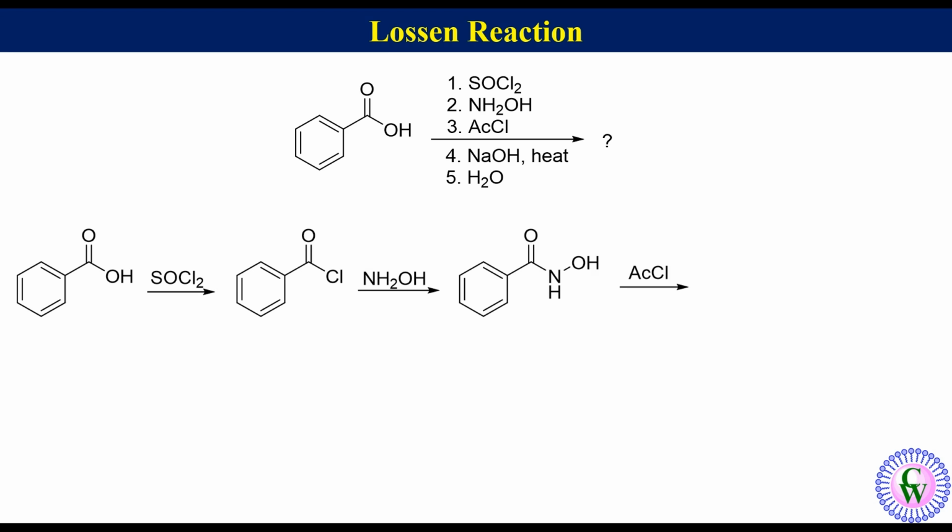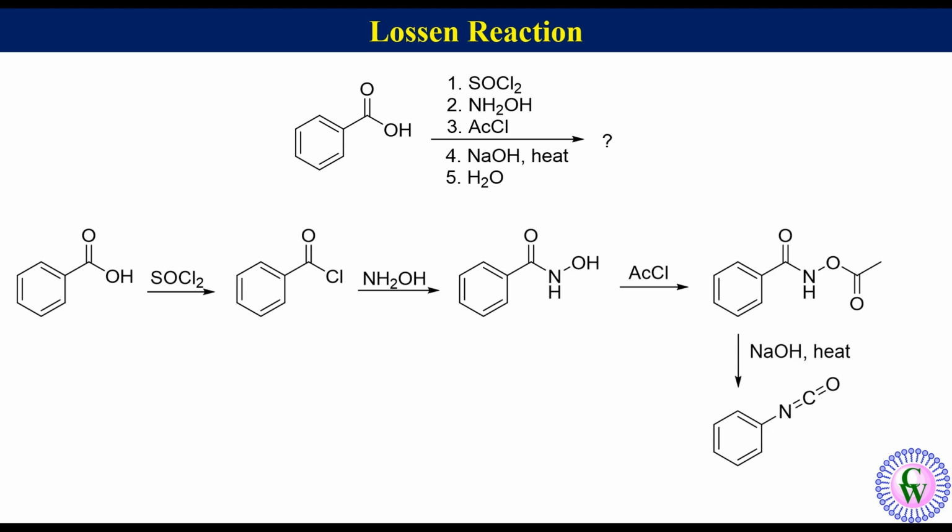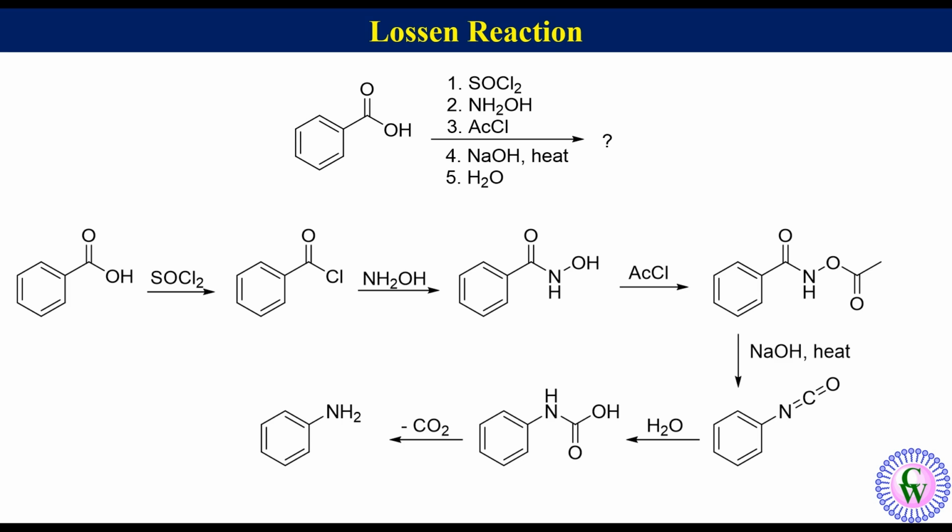Acylation of hydroxamic acid with acetyl chloride gives O-acetyl derivative of hydroxamic acid, which in the presence of sodium hydroxide and heat undergoes Lossen rearrangement to produce phenyl isocyanate. Phenyl isocyanate reacts with water to produce phenyl carbamic acid, which is unstable and immediately eliminates carbon dioxide to produce aniline.